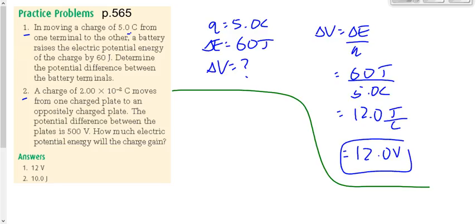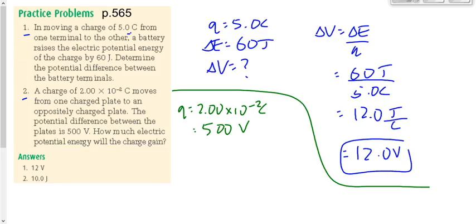What do we have given to us here? Q is 2.00 times 10 to the negative 2. The potential difference is 500 volts. What is that? Is that E? Is it delta E? Is it V? Is it delta V? Or W? The potential difference between the plates is 500 volts.